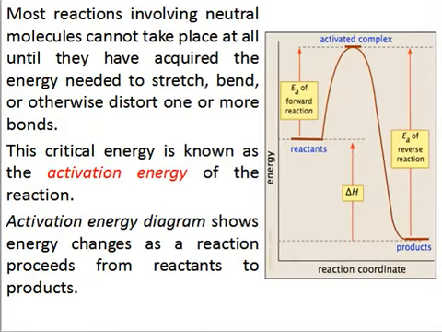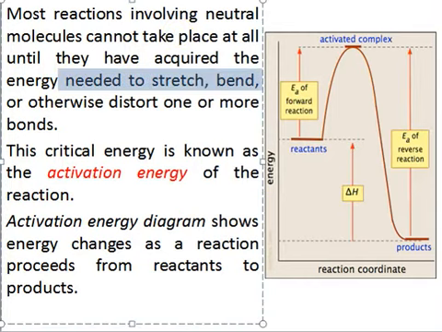Let's consider an energy profile diagram. Normally when reactions involve a neutral, covalent molecule, not an ionic compound, it cannot react until it has a certain minimum amount of energy. This amount of energy is needed to stretch the bond, bend the bond, or distort the bond. Why do we need to stretch, bend, or distort the bond? The reason is that covalent molecules, in order to react, must first break the bond.